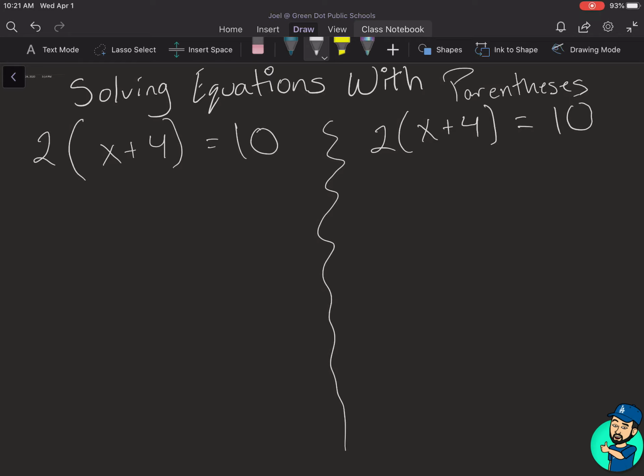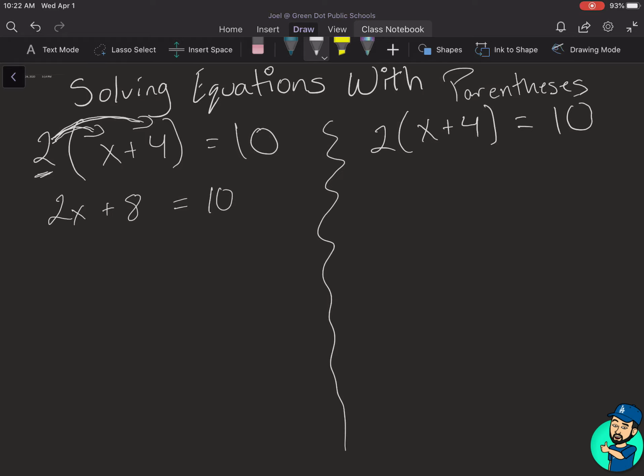Okay. Now, normally people, or students, would solve this problem using the distributive property by multiplying the number that's outside the parentheses to the numbers and variables that are inside the parentheses. So the first one we're going to multiply is 2 times x, which equals 2x. And then 2 times 4, which equals 8, and that's positive. And I'm going to copy and paste the equal sign and the 10.